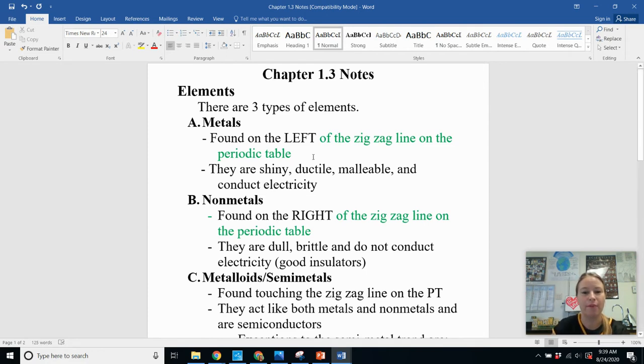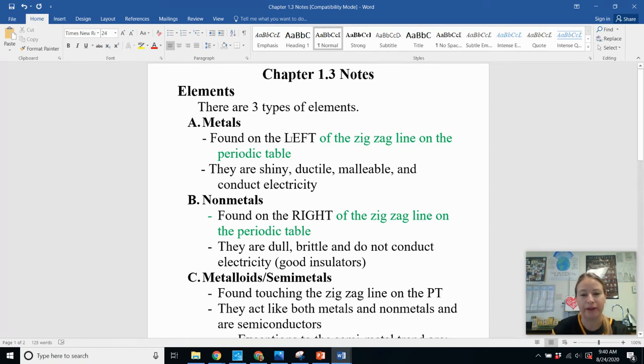Nonmetals are found on the right side of the periodic table. They're dull, so they have all the opposite properties. They're dull, they're brittle, so if you tried to flatten them to a sheet, they would just crumble. They do not conduct electricity, which makes them good insulators.